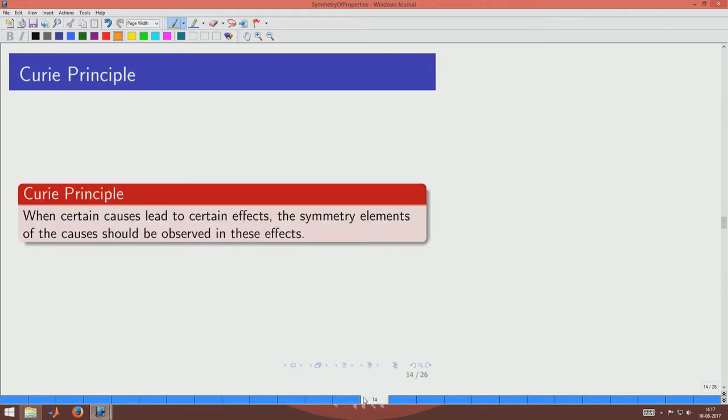The idea is as follows. What the Curie principle says is that when certain causes lead to certain effects, the symmetry elements of the causes should be observed in these effects. What it implies is that, for example, if you have a unidirectional strain that is applied, then some effect that comes up will also have a symmetry of that nature. But we see that the cause and effect are actually now in between processed through the property.